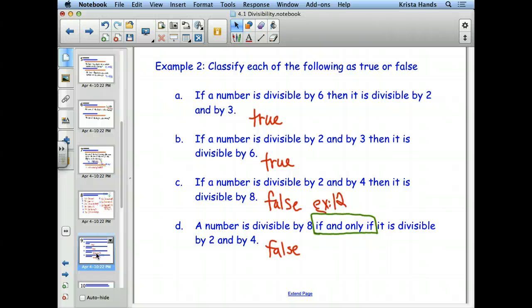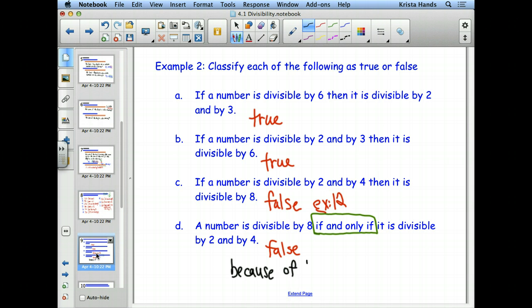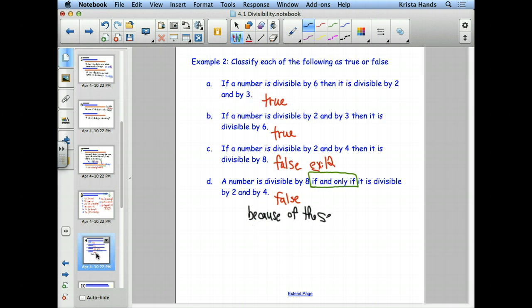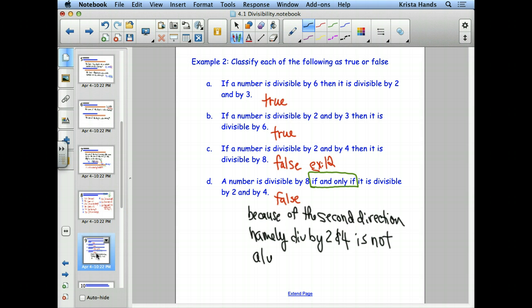So this is false because of the second direction, namely, divisibility by 2 and 4 is not always divisible by 8. Could it be? Could we create some? Sure. But there are some that can be created that don't work too.